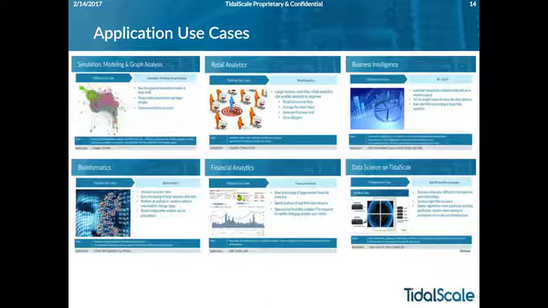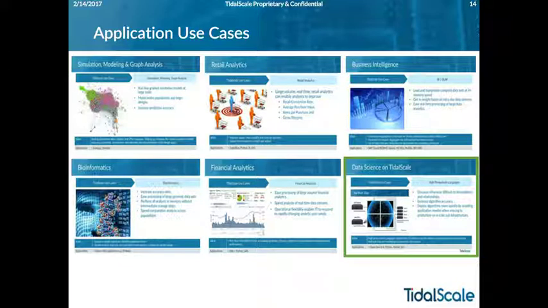There are many application use cases for this technology. Obviously today we're going to focus on data science, but just so you're aware of this, if it's not obvious, you can run simulations, retail analytics, business intelligence, bioinformatics, financial analytics, or data science on TidalScale. And obviously today I'll be focusing on data science.